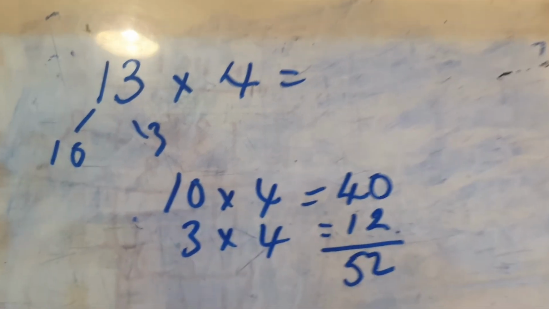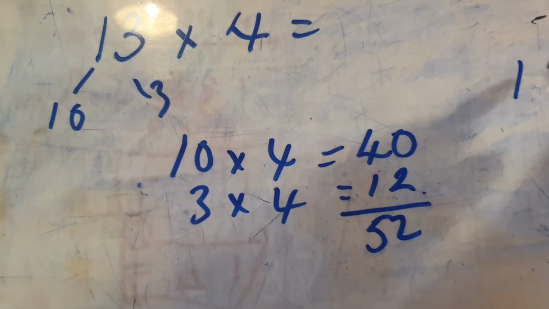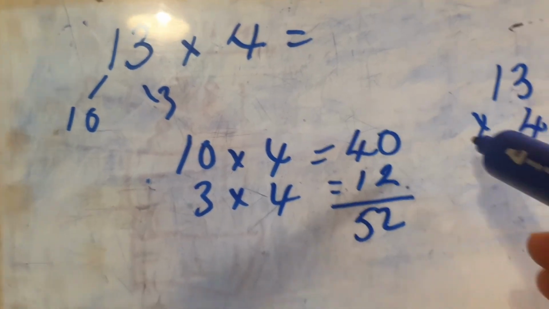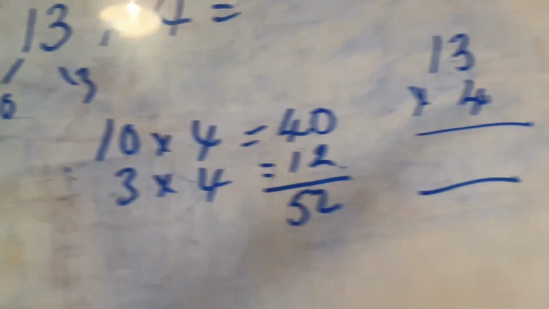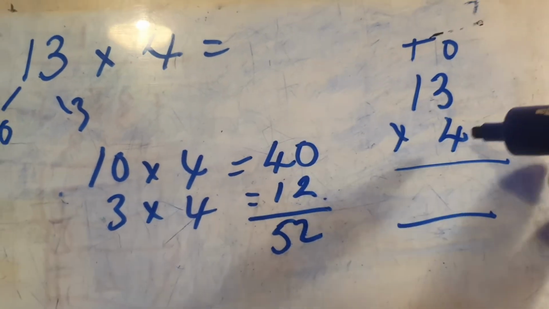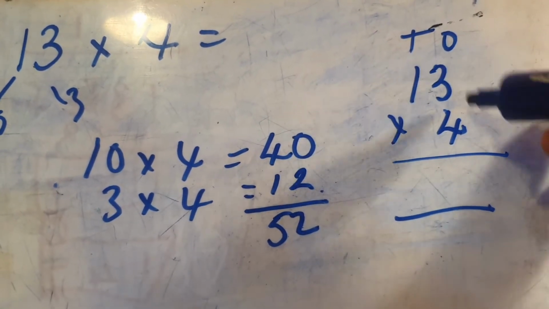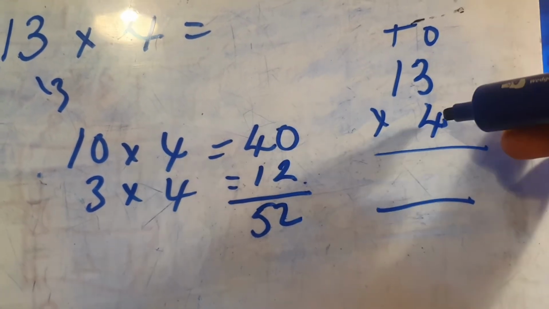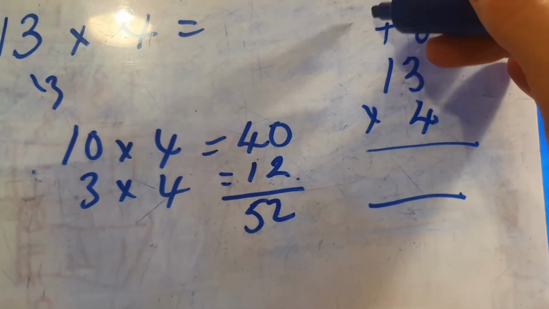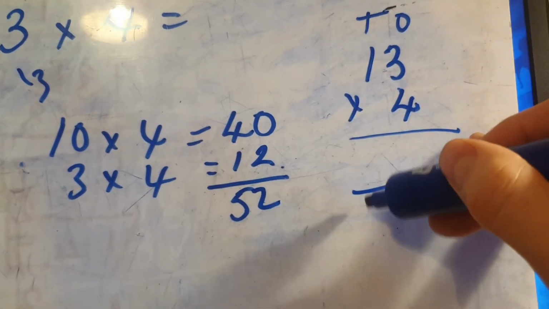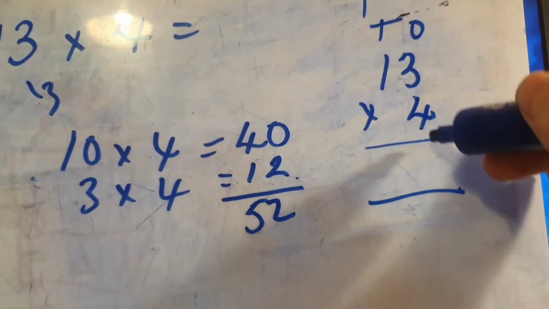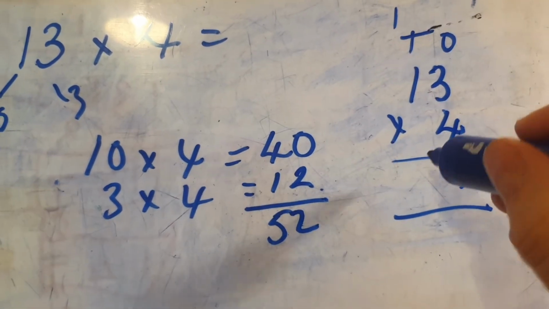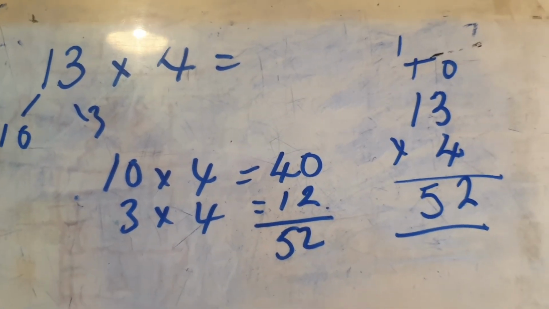52. Or we could do the column way. 13 times 4. Then my tens, then my ones. So 4 times 3. So we start from the bottom and go to the top. So 4 times 3, which is 12. You might put your 1 down here or your 1 up here. And then 4 times 1 is 4. Add the 1 is 5.